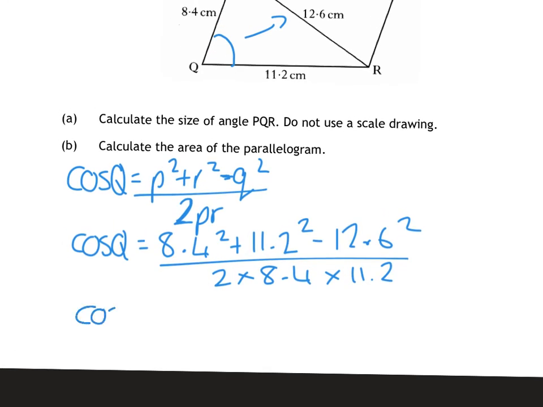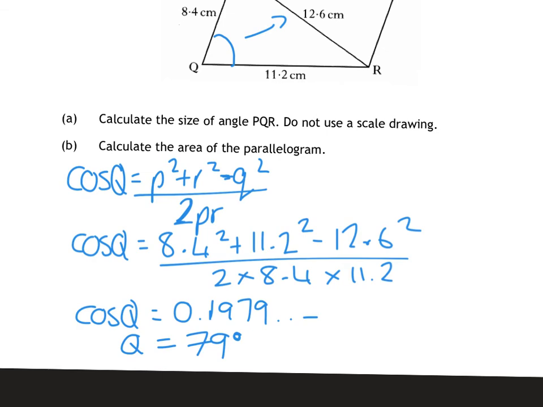So then cos q, work that out, gives us 0.1979 and it keeps going. You then hit shift cos to get what the actual angle is. And you get an answer of 78.58. Now with angles, I say just go to the nearest degree. So that rounds up to 79 degrees. So that's all part A, okay?